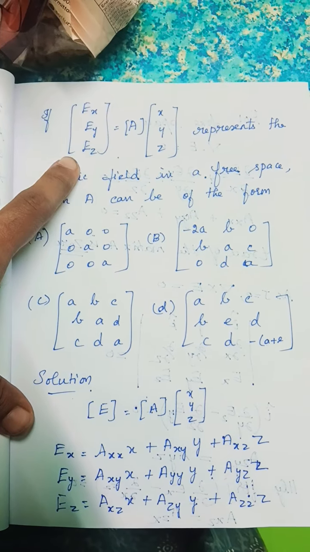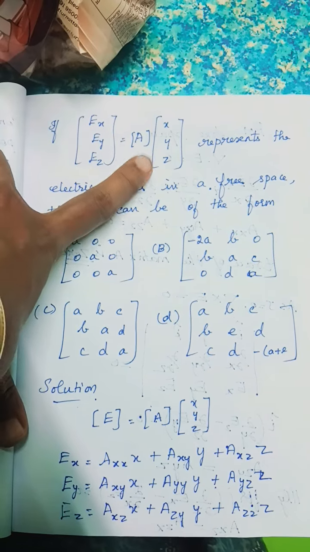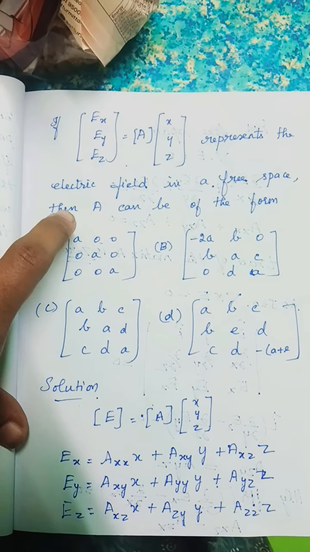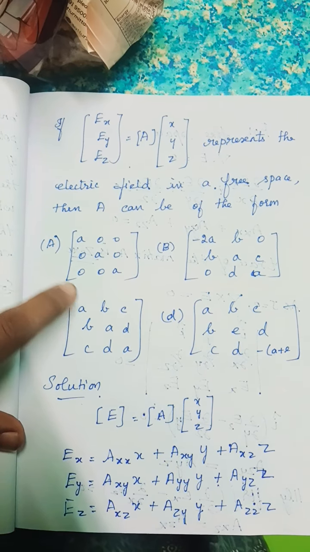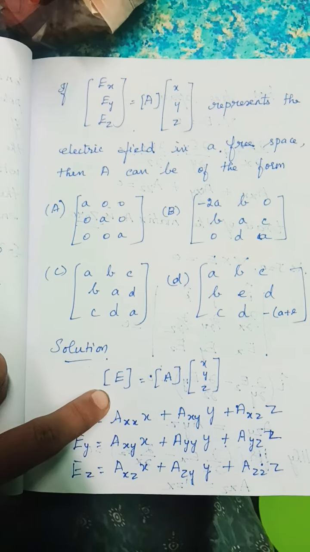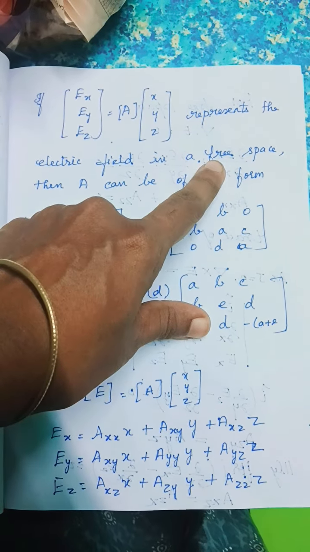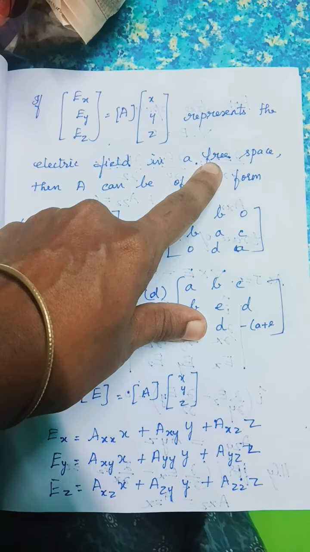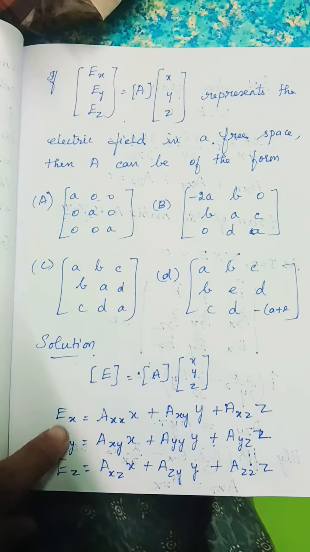Okay, the electric field E with components Ex, Ey, Ez equal to A into xyz represents the electric field in free space. Then A can be in the form of the 4 options given, which are 3 by 3 matrices. Free space represents charge density 0. Using this, what can we do?